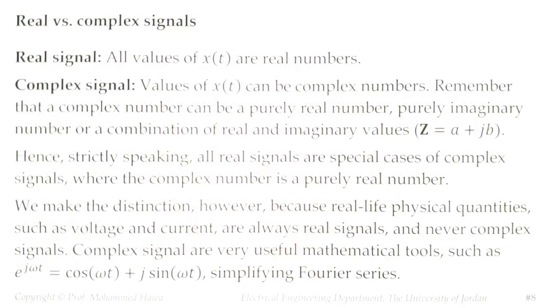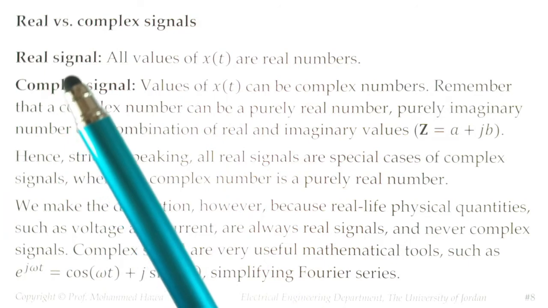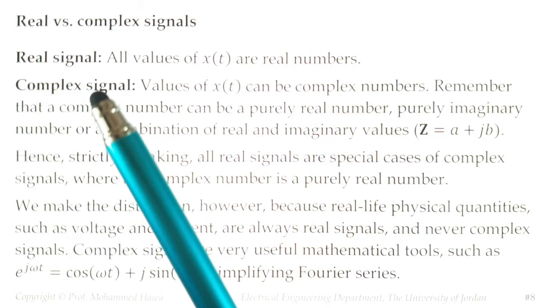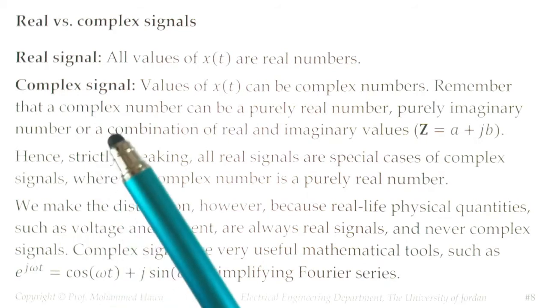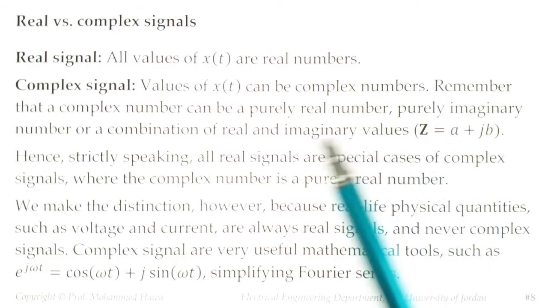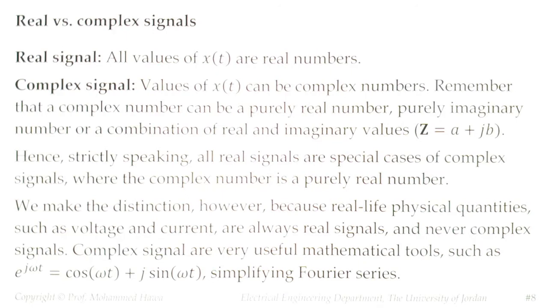The next classification is real versus complex signals. A real signal, x of t, has all values represented as real numbers. However, for a complex signal, the values of x of t can be complex numbers. Remember, however, that a complex number can be a purely real number, a purely imaginary number, or a combination of real and imaginary values, so a plus jb. So strictly speaking, the complex function is the more general case, and the real signal is a special case of the complex function, where all the complex numbers are real numbers.